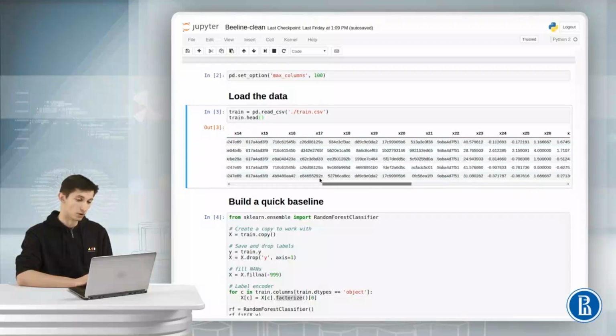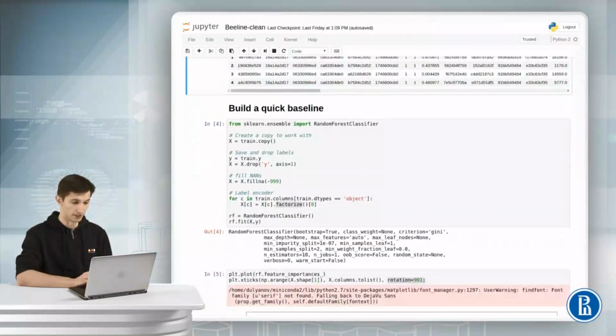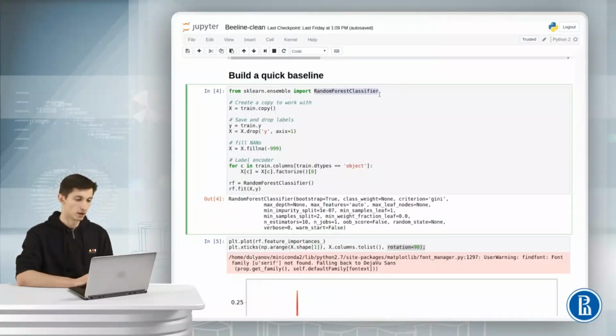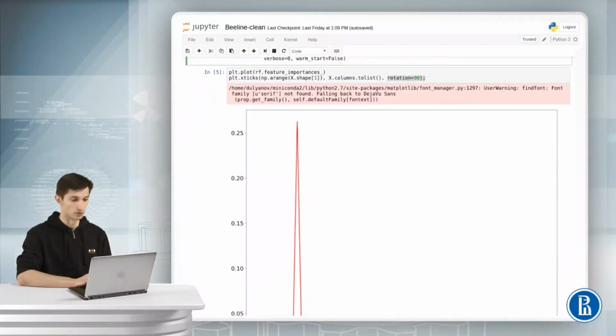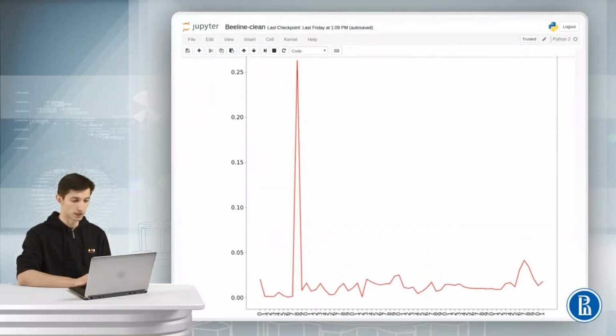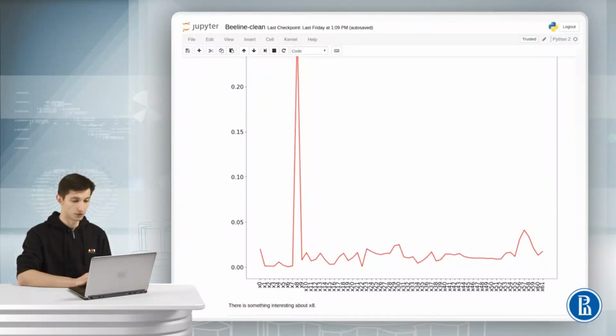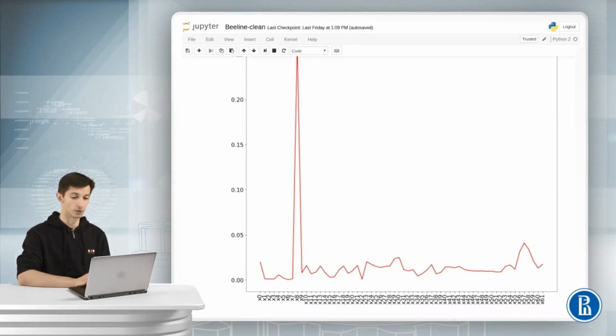So, as long as we don't know what the data is, we can probably build a quick baseline. Let's import random forest classifier. Of course, we need to drop the target label from our data frame as it is included in there. We'll fill null values with -999, and let's encode all the categorical features that we can find by looking at the dtypes property of our data frame. We will encode them with label encoder, and it is easier to do with the function factorize from pandas. So let's fit random forest classifier on our data. And let's plot feature importances. What we see here is that feature X8 looks like an interesting one. So we should probably investigate it a little bit deeper.